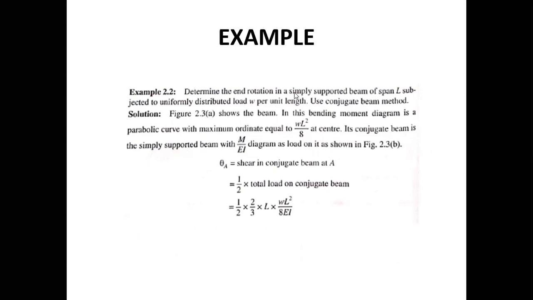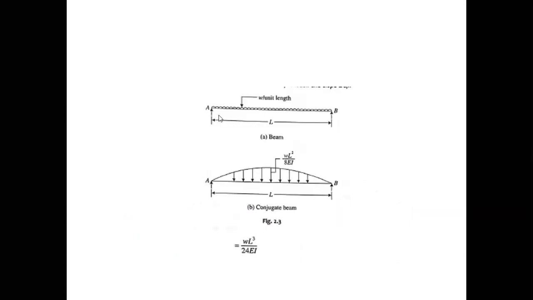End rotation is the end slope. Find the end rotation in a simply supported beam of span L, subjected to a UDL, that is uniformly distributed load W per unit length. Use the conjugate beam method. So in this case, this is a beam carrying a uniformly distributed load over the whole span.